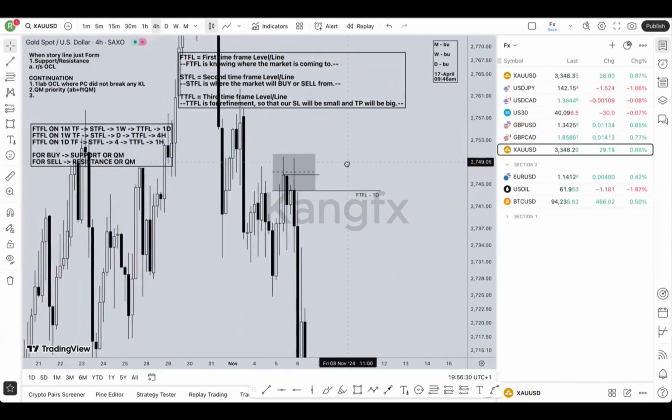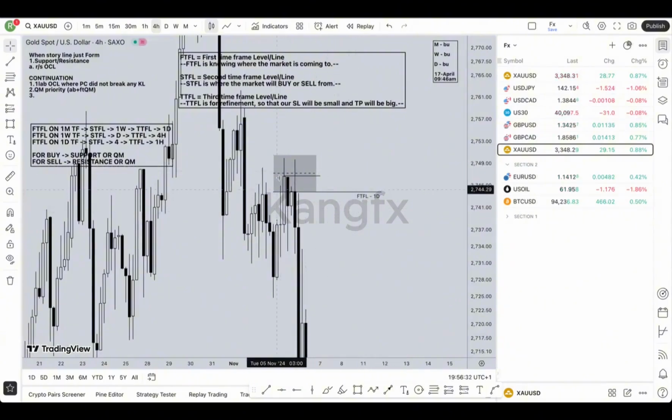The only thing I'm looking for in SCFL is inside this box. I don't care if there's a structure by the side, by this side, above. I don't care about that. The only structure, key level I'm looking for should be inside this box. That's why I showed you in the beginning of the video how to draw this box. So the only key level I'm looking for is inside this box.